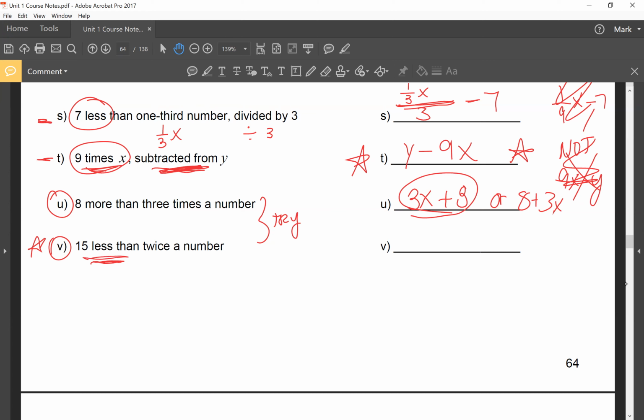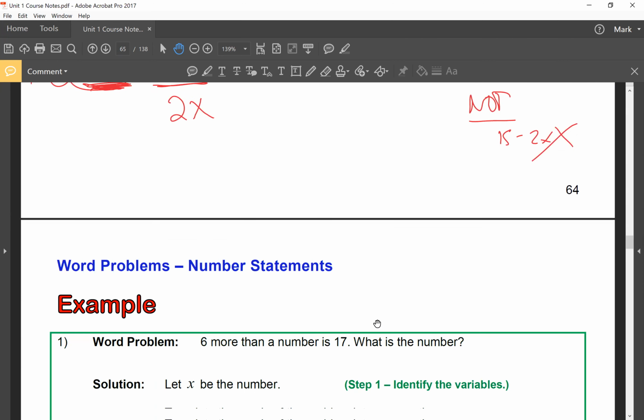V, 15 less than twice a number. What this means is I'm going to take 2x and remove 15 from it. So 2x minus 15, not 15 minus 2x. They are not the same number. All right, let's move on.